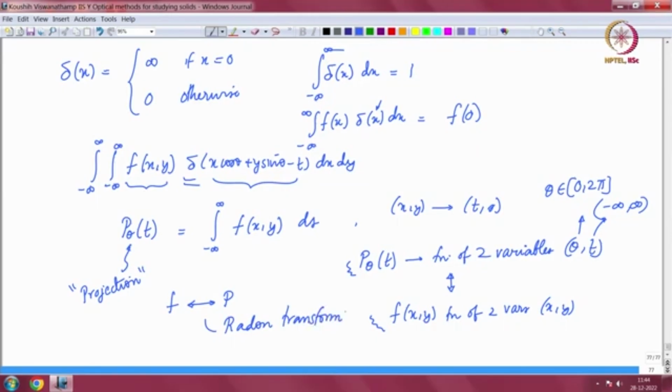Just like you had a Fourier transform, you have a Radon transform which is represented by this. At some angle theta, some distance t, you find this line integral along a particular line. So just like we have an inverse Fourier transform, there is also an inverse Radon transform.